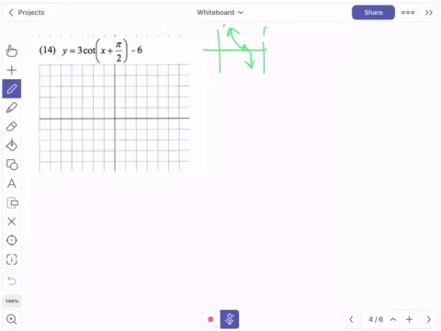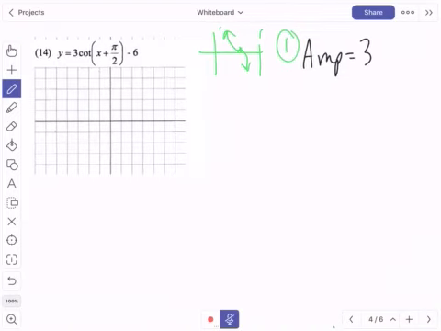So we're going to start with the amplitude, just like how we've always been doing. So amplitude, in this case, is going to be 3. Hey, here's the thing, guys. If there was no 3 there, the amplitude would be 1. If there's nothing in front of the sine or cosine, whatever trig function, the amplitude would be 1. Kind of like how it is with this x here for our period.